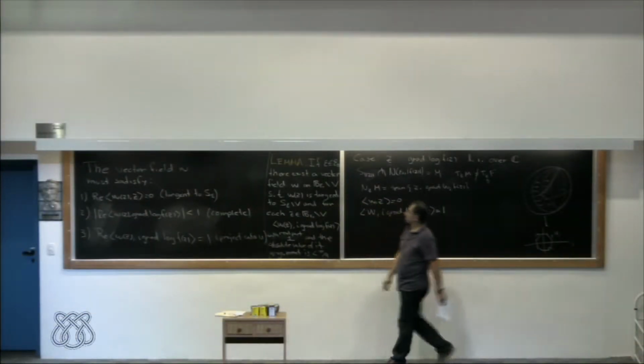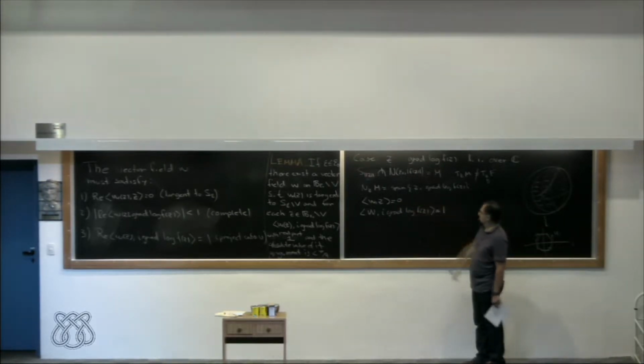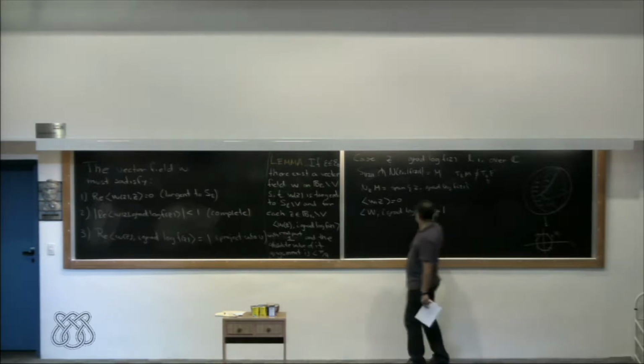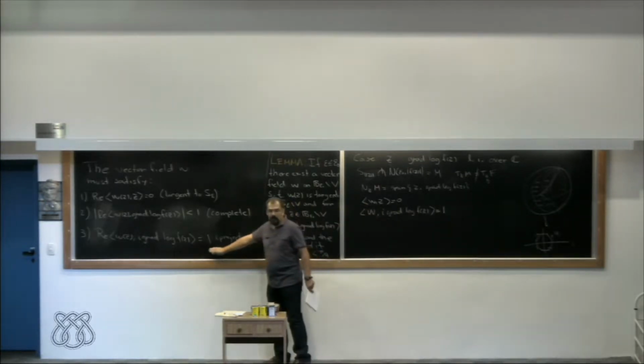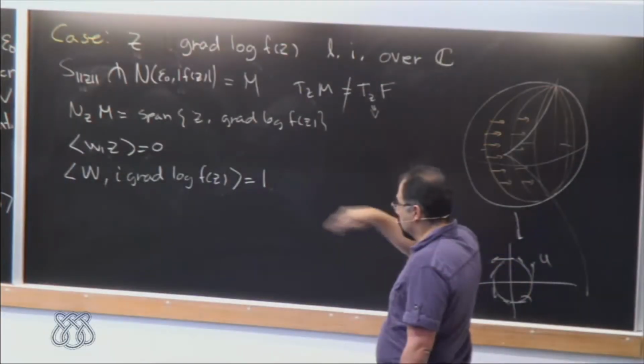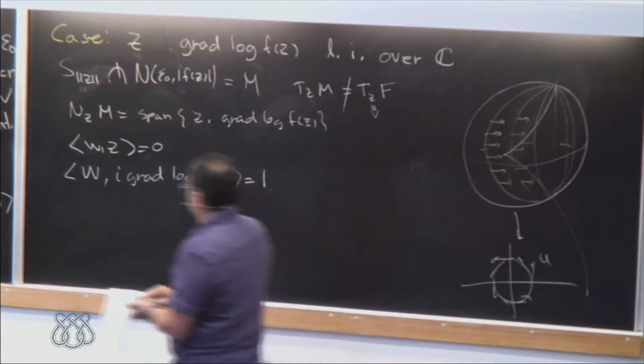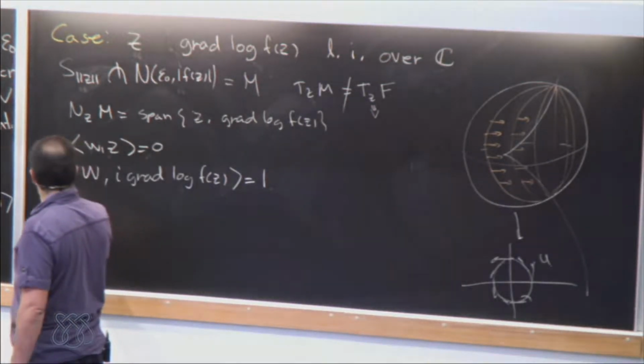So it satisfies what the lemma says, but also it satisfies that because the real part is 1, which is what we need here. So in this case, just taking the solution of this system of equations, we get the vector field that we need. Case 2.